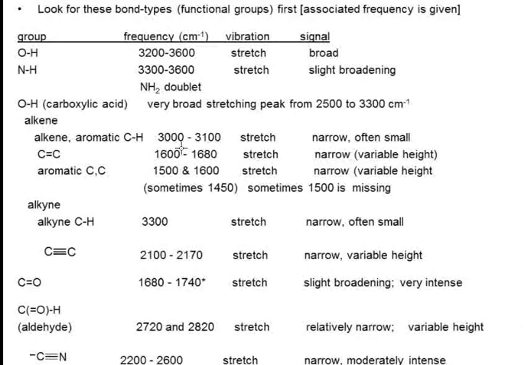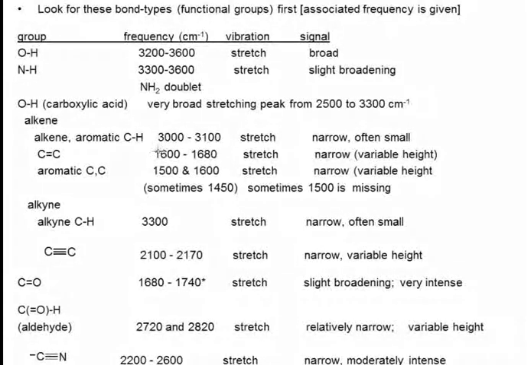Alkane or alkyl CHs will have frequencies below 3,000. CHs of alkene, alkyne, and aromatic will be above 3,000. So as we're surveying our spectrum, we want to look for alkene or aromatic next, checking to see if we have any alkene or aromatic CHs. Is there a peak between 3,000 and 3,100?